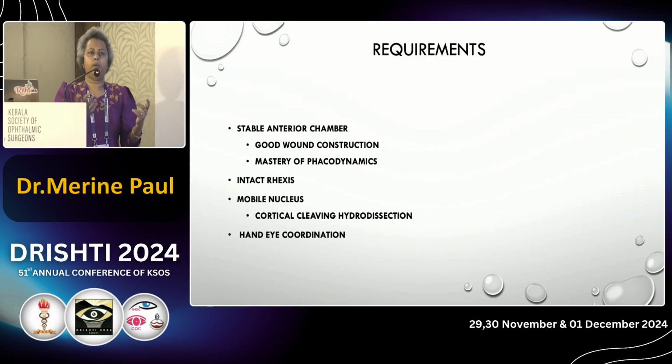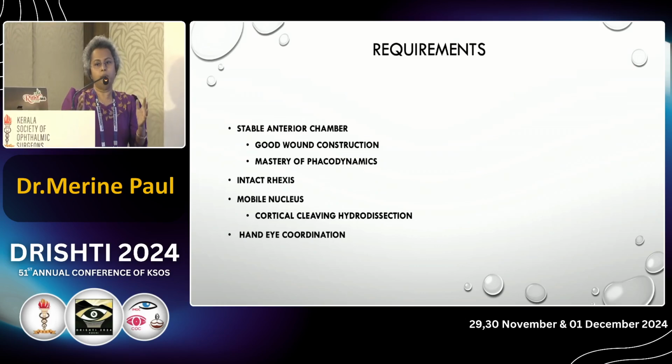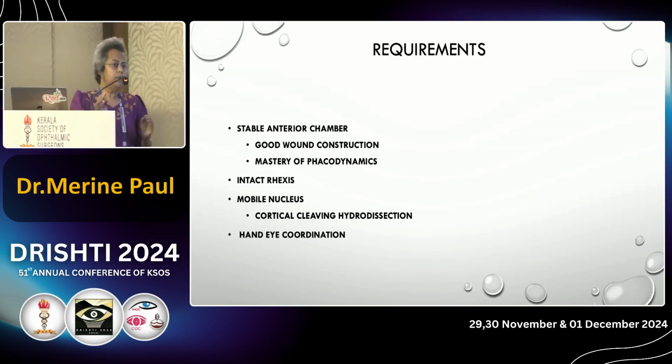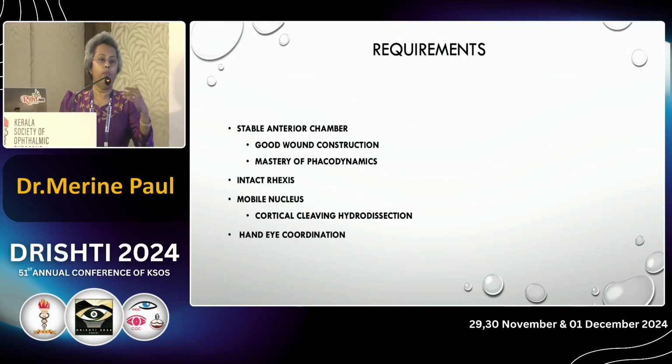So there are some prerequisites that you require when you are really going in for a Phaco emulsification, and as a beginner, a couple of things you should be careful about. Number one is that your chamber should be stable. That will of course depend on how well you have constructed your wound, and you should have mastery over phacodynamics. An intact rhexis, as Dr. Jyoti said, is mandatory, and your nucleus should be mobile. For that, you need to also be a master of good cortical cleaving hydrodissection. And last but not the least, good hand-eye coordination, which has been covered in the first talk.